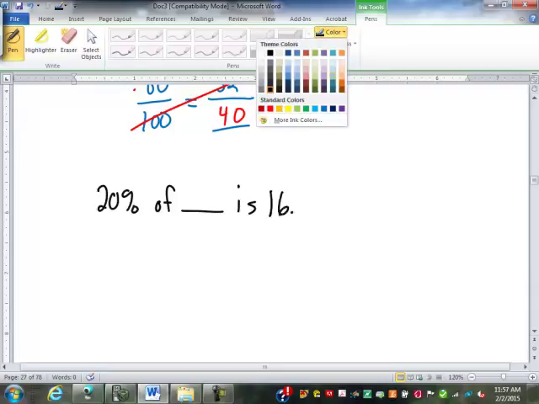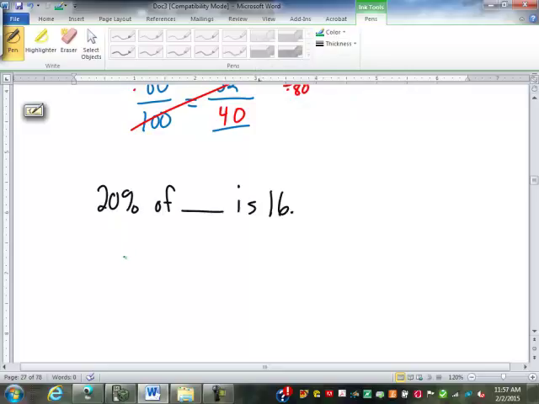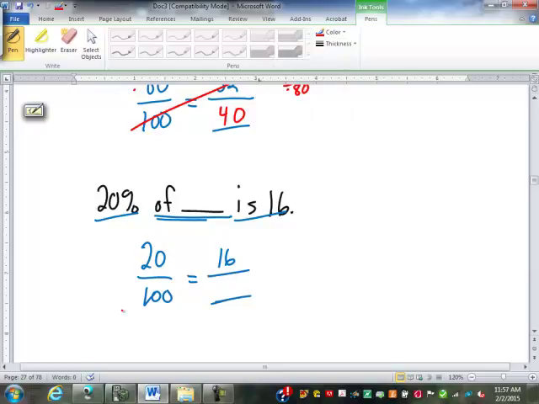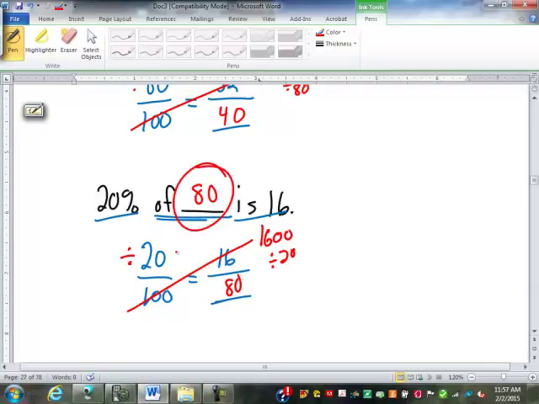20% of blank is 16. So again, we have the percent. 20% is 20 over 100. Of blank or out of blank implies the missing number is on bottom. 20% is 16, implies the 16 goes with the 20. We cross multiply and divide. 100 times 16 is 1,600. Divided by 20 is 80. 20% of 80 is 16.